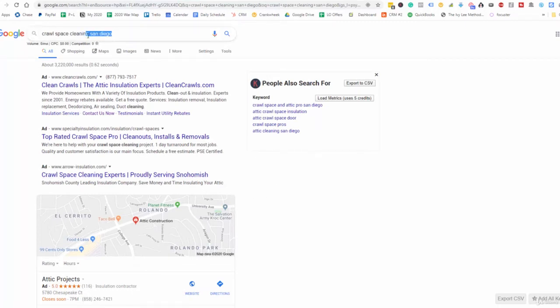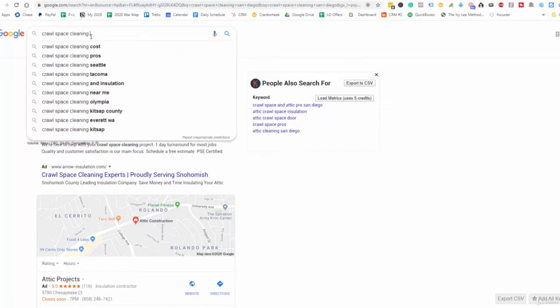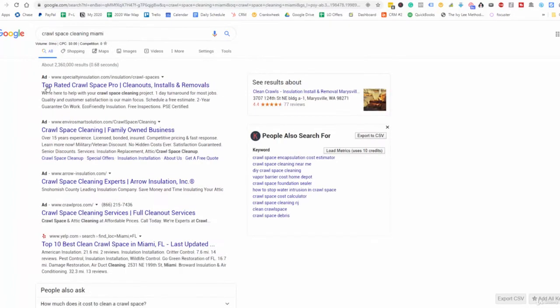I want to see here, crawl space cleaning. Let's go Miami. So this one here is top rated crawl space pro, clean outs, installs, and removal. That's great. This is a rating up here. This one right here is great. They don't have any call extensions down here or ad extensions.